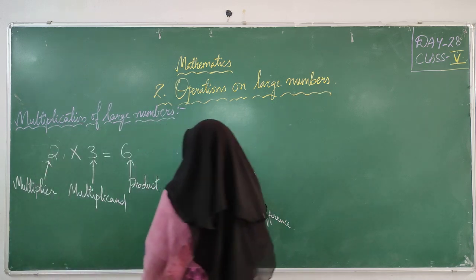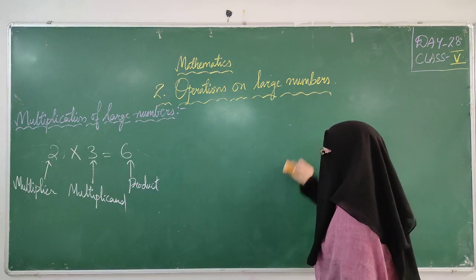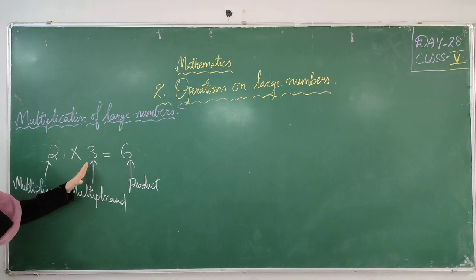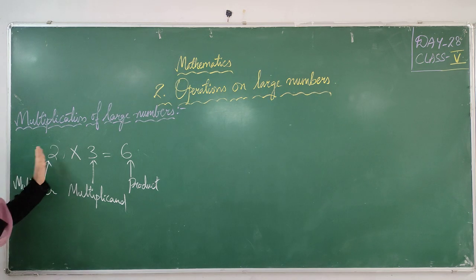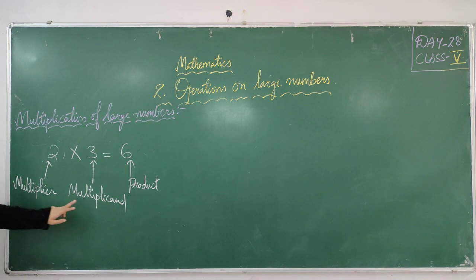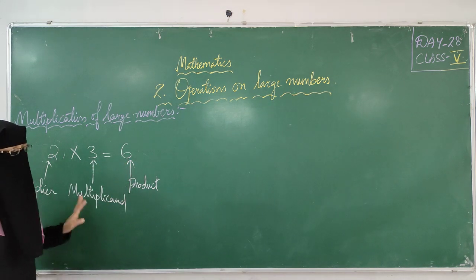The number which we are going to multiply, we call it multiplicand. The number being multiplied is called multiplicand. The number by which we are going to multiply is called multiplier. The result of multiplication is product. The number by which multiplicand is multiplied, you will call multiplier. The result of multiplication is product. Remember this.